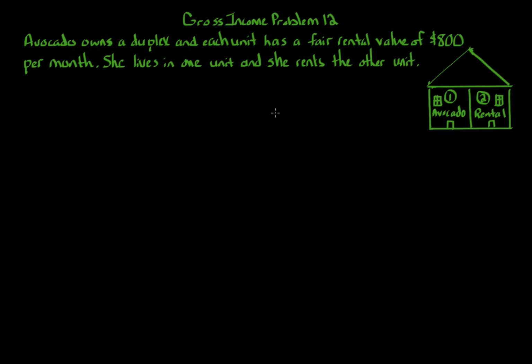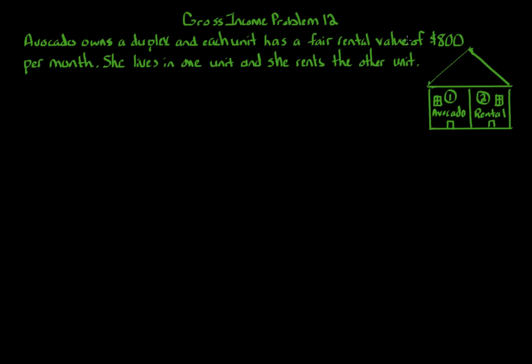Hello! In this video, we'll continue with our gross income problem set. We're looking at problem 12. Avocado owns a duplex. Here's the duplex right over here. We have a house, but it has two separate units, so we're calling that a duplex.